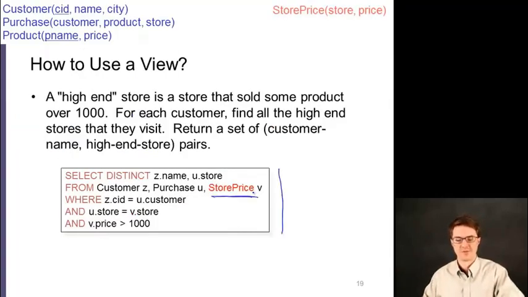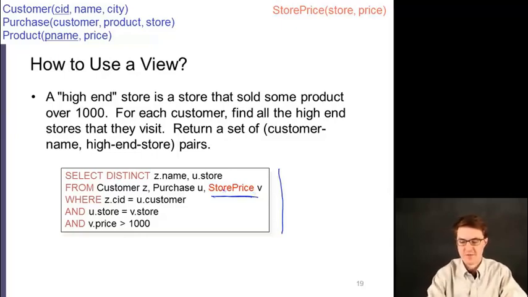All right. So how do we use a view? Well, as I've said, all you have to do is reference the view in a query just like it's a table. And so here, if we want to define the notion of a high-end store, and we say, well, that's any store that has sold some product over $1,000.